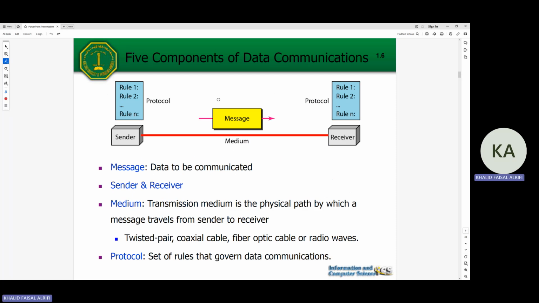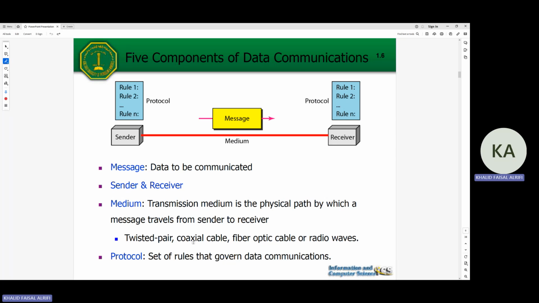The five components of data communication are the message, sender and receiver, the medium, and the protocol. We mean by the message the information that we want to send, the data to be communicated. Sender and receiver are like device 1 and device 2. The medium is the way that we are sharing. Is it a cable? Is it a wire? And so on. Transmission media is a physical path.